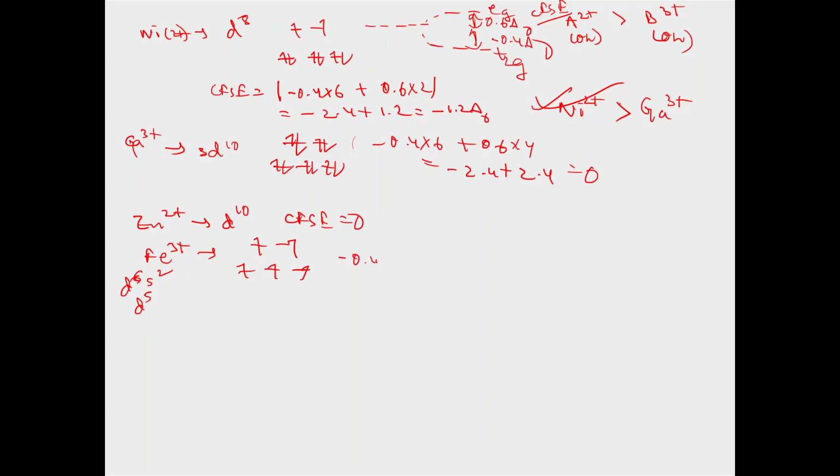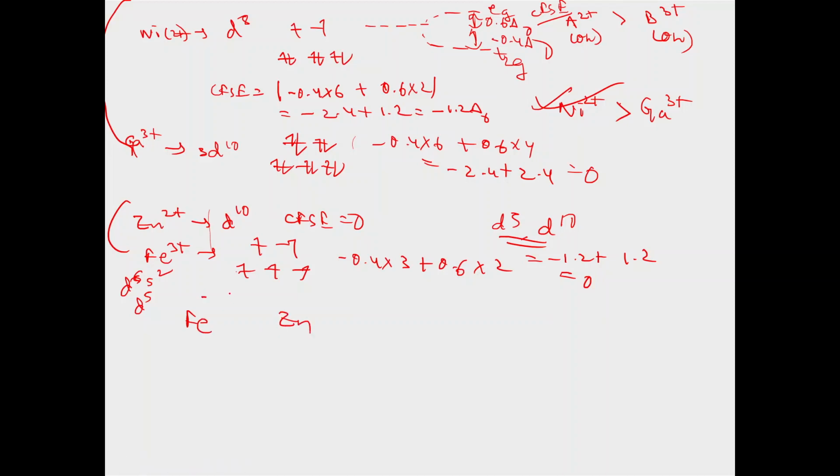So minus 0.4 into 3 plus 0.6 into 2. That is minus 1.2 plus 1.2, which is equal to 0. So I think we know by this time that the CFSE value for d5 and d10 configuration complexes is always 0, right? So in this case, what we saw is that for both the CFSE is the same.